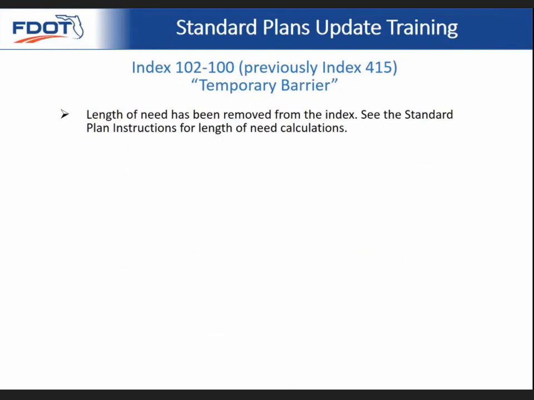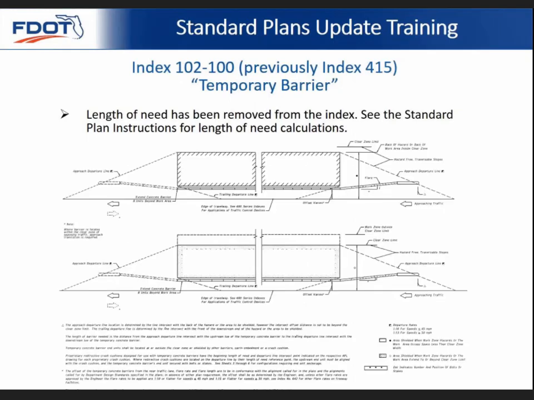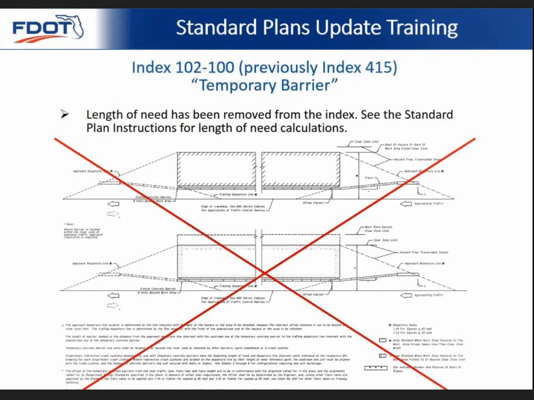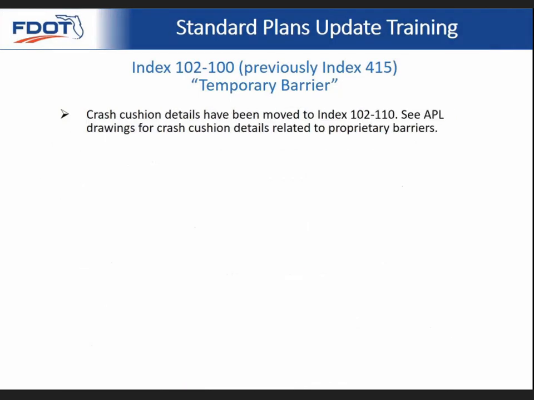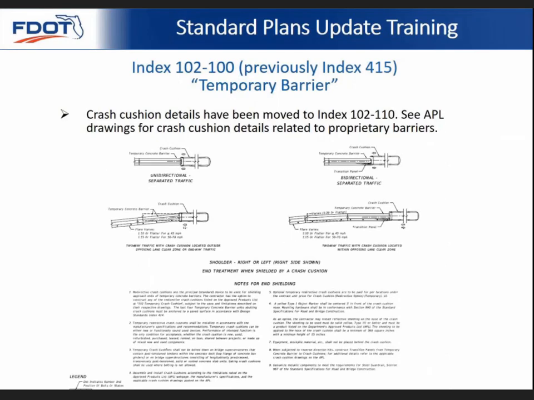Now, 102-100 previously had a couple of sheets dedicated to the length of need calculations. Those have been removed, and you are going to want to see the standard plan instructions for length of need. Crash cushion details have been moved from here into 102-110, and see the APL for any proprietary barriers and their requirements for how to connect to crash cushions.